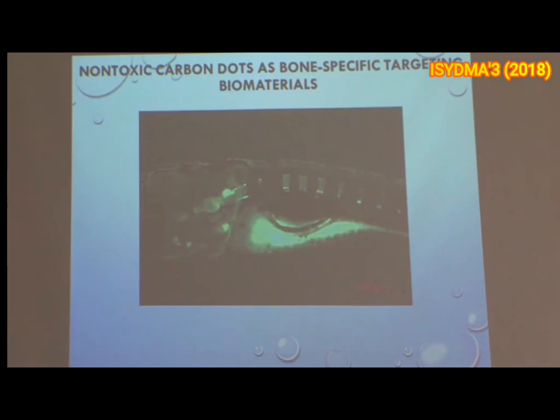What we find out is when we inject into the heart of the zebrafish, we can see all the blood circulation because it's living. And we were surprised to see that there was bone imaging here. Our carbon dots that are prepared, the non-toxic carbon dots, do not have a high luminescence, maybe 2%. And we were surprised to see that there is really imaging of the bones for the system.